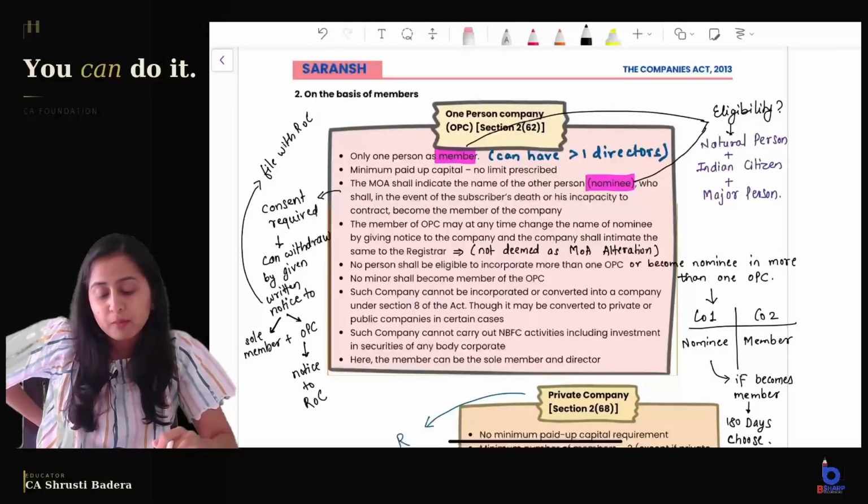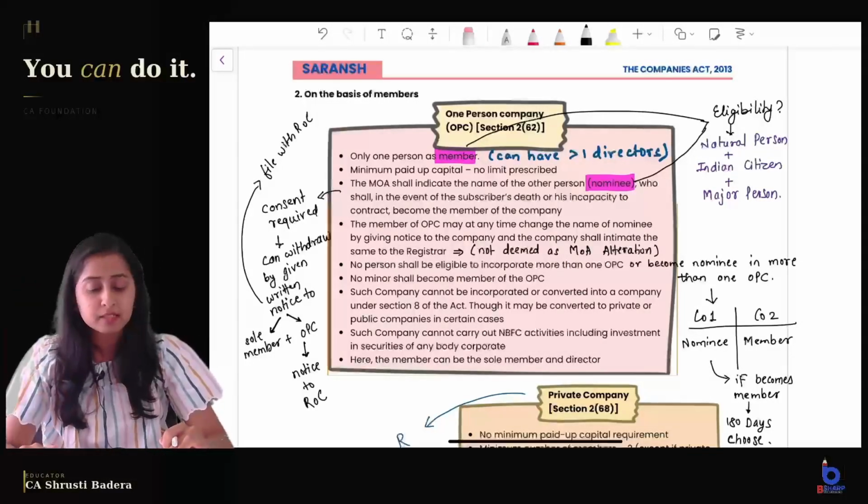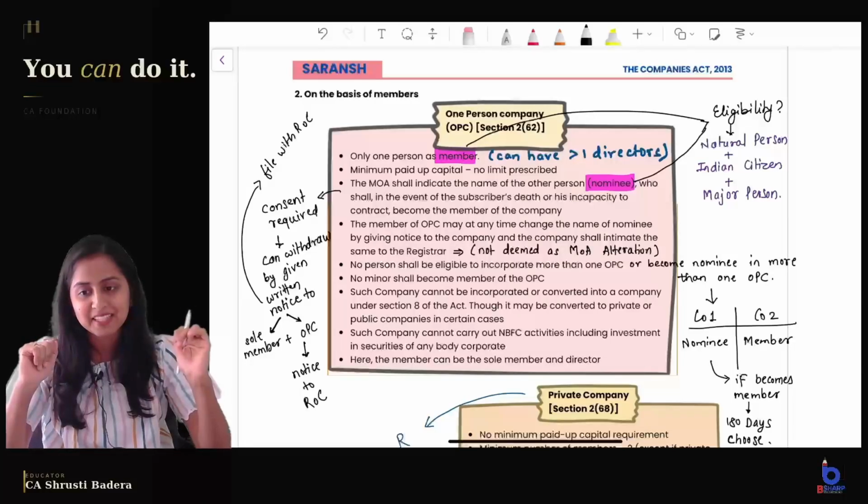Then on the basis of members, on the basis of liability is done, on the basis of members, first comes the one person company.